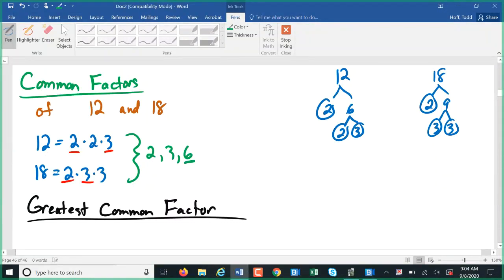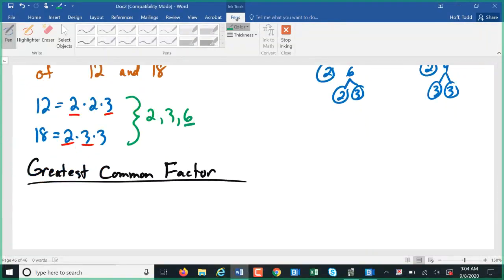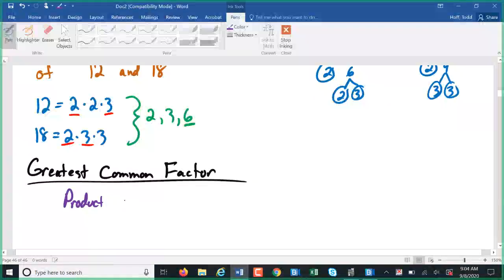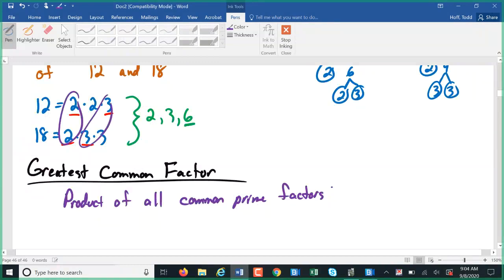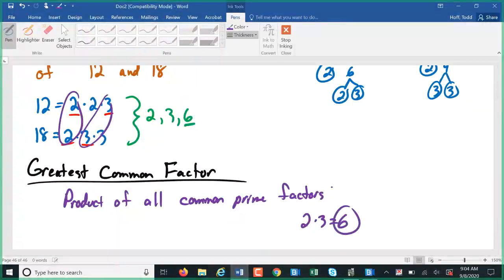Well, how do I find that greatest common factor? Well, it's actually fairly simple. We take all of the common prime factors. It's the product of all common prime factors. So I have common prime factors of 2 and 3. 2 times 3 makes 6. 6 is the greatest common factor of 12 and 18.